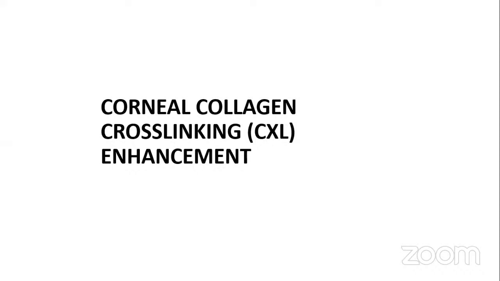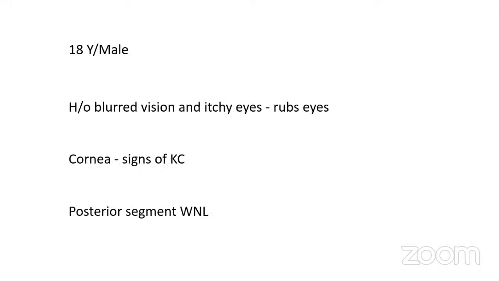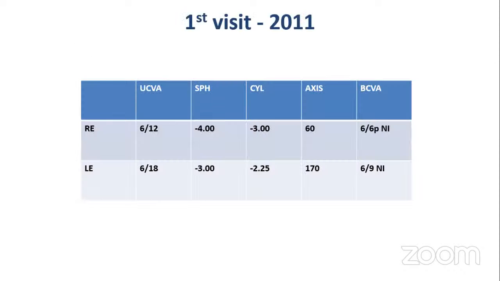Hello, everyone. We'll be talking about CXL enhancements now based on this case discussion. An 18-year-old gentleman presented to us with a complaint of blurring of vision and itchy eyes, and he gave a history of rubbing his eyes. He had uncorrected visual acuity of 6/12 in the right eye, with correction of -4 spherical, -3 cylindrical at axis 60 degrees improving to 6/6 partial. In the left eye, he had 6/18 with -3 spherical, -2.25 cylindrical at 170, improving to 6/9.